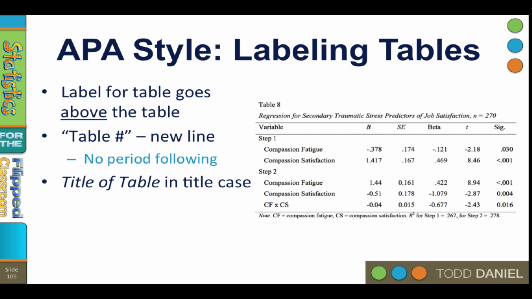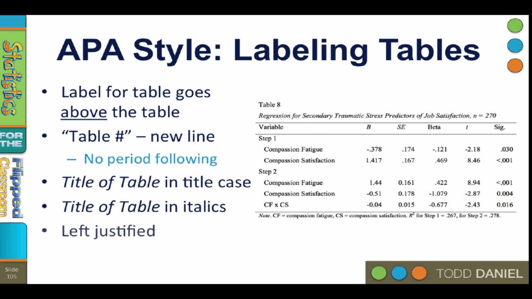All words are capitalized except for unimportant words like a, an, and the. Put the title of the table in italics. And the title is left justified, meaning that it is hard against the left margin, not centered or right justified. And it does not end with a period. If the title of the table extends to a second line, that line is not indented.